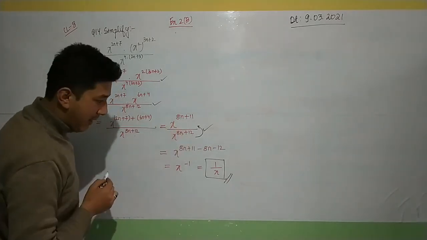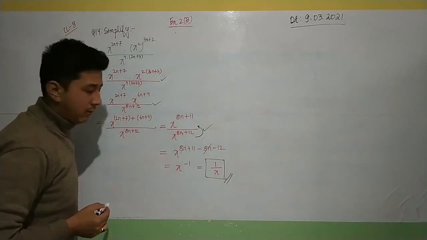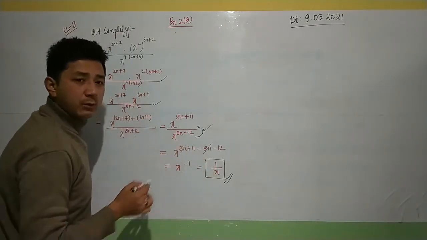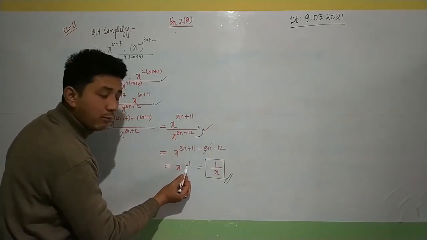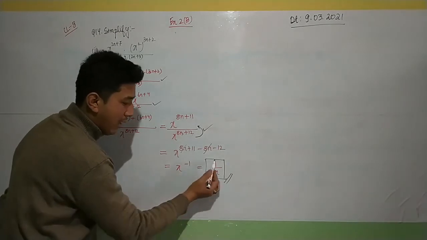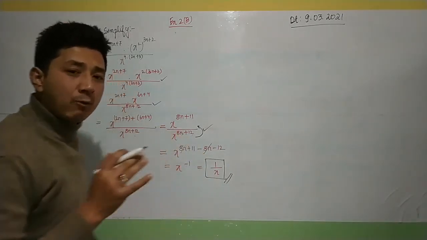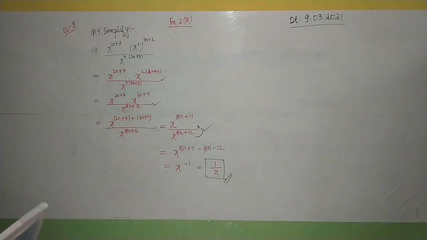Okay, so what happens out here? Plus 8n and minus 8n get cancelled out. So I'm left with x to the power 11 minus 12. So what is 11 minus 12? Minus 1. That is x to the power minus 1, which equals 1 by x. So this is your answer. Okay, so I hope you're clear till here. This completes the exercise as well as this chapter.